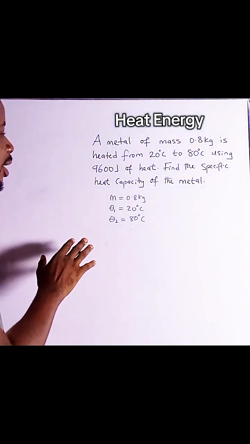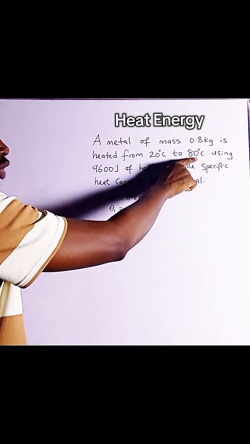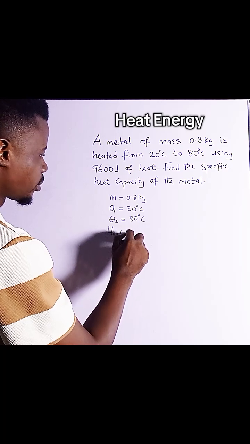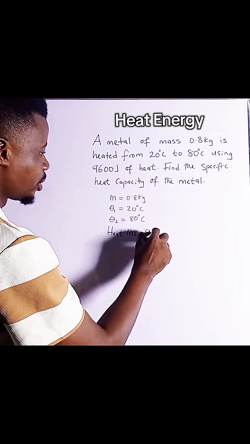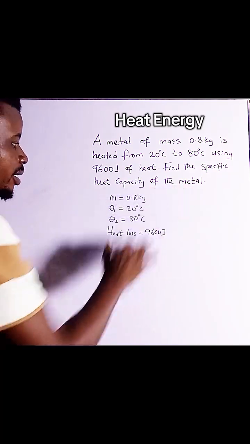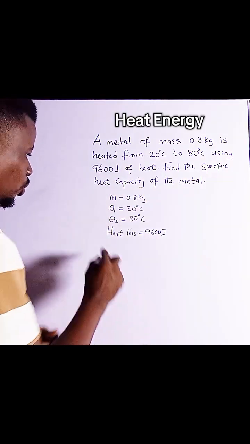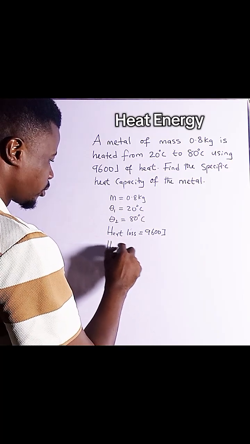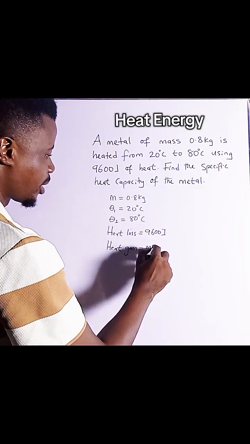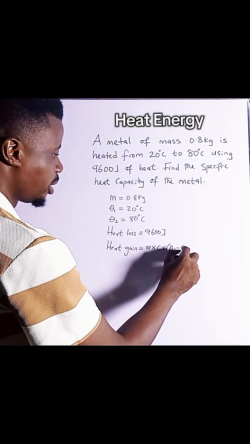So what that means is that this amount of heat was transferred to the metal to increase it from 20 to 80. So this is termed heat loss. 9,600 joules. Now, we're asked to find the specific heat capacity. So if heat was transferred to the metal, it will actually gain heat. So our heat gain is given by the formula mass times C times temperature rise, theta 2 minus theta 1.